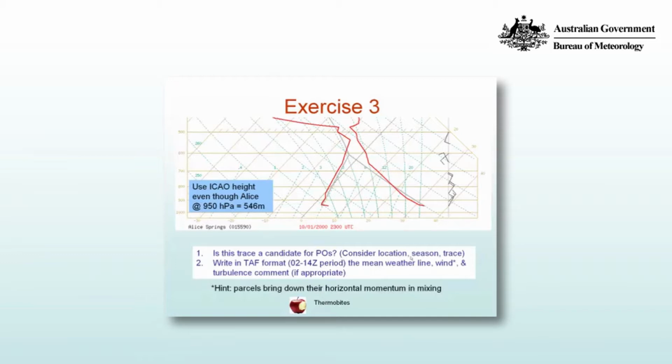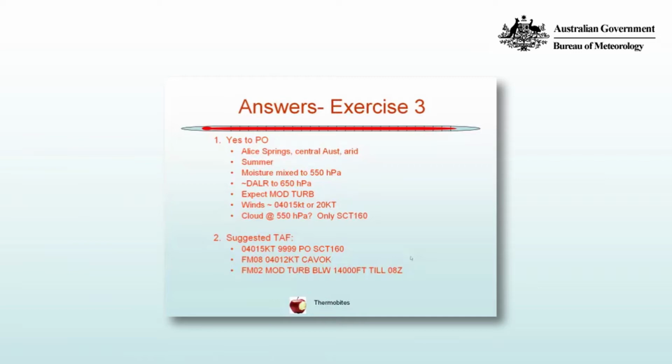Well, how did you go? We'll say yes to dust devils because it's Alice Springs, which is in Central Australia and is arid, and it's summertime. Moisture mixed to 550 hectopascals, a dry adiabatic lapse rate to 650 hectopascals, so it's all consistent with a well thermally mixed environment, and so one would expect moderate turbulence. There's about 15 knots from 40 degrees at the surface, and we're likely to mix down 20 knots as gusts in the afternoon.